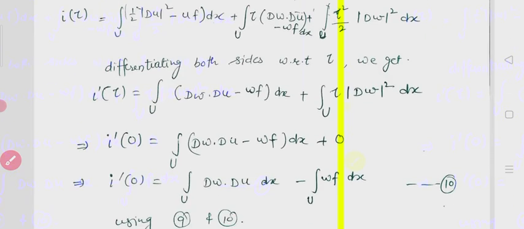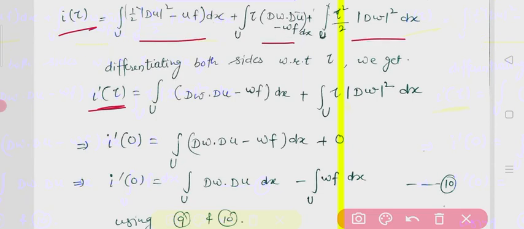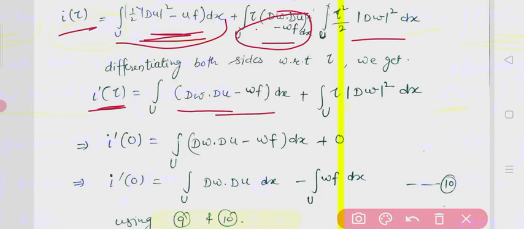Now what you have to do, just take the differentiation both sides with respect to tau, okay. So when you take the differentiation both sides with respect to tau, left hand side will be I dash tau, and on the right there is no tau in the first term, so that is a constant term, so its derivative will be equal to 0, okay. So this term is removed here. So there is one tau, so the remaining term will be there, integral of dw dot du minus wf will remain, and when you take the derivative of the last term, it will be 2 tau by 2 into the remaining term, so tau into mod dw square dx. Now we have to find the value of this I dash tau at tau equal to 0.